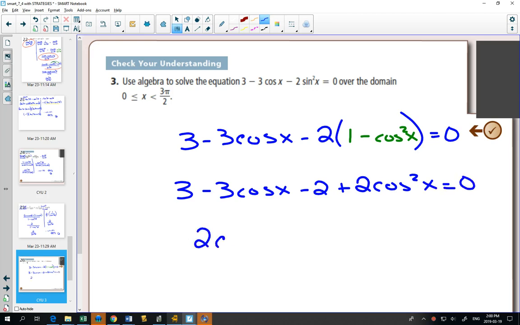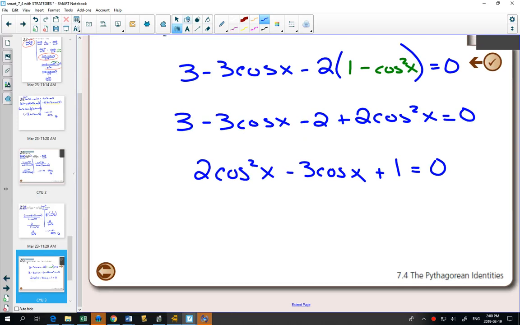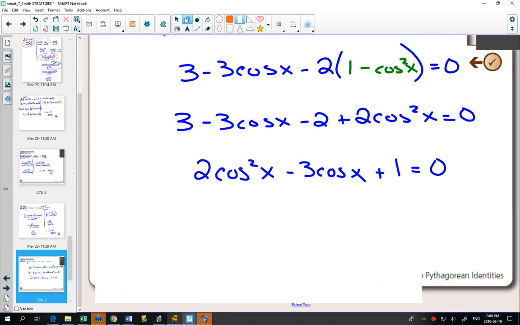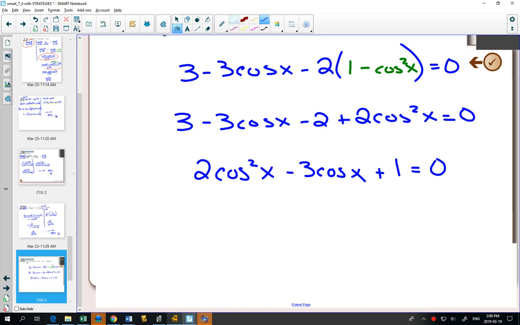I can rearrange this, and I notice that I have a quadratic trig function. 3 minus 2 would be plus 1 equals 0. This one is an easy one to factor, because if you go to factor it, the only possibility to get 2 cos squared as your first term would be 2 cos times cos. The only possibility to get 1 as a last term would be 1 times 1. And now you just have to decide what the signs would be in between.